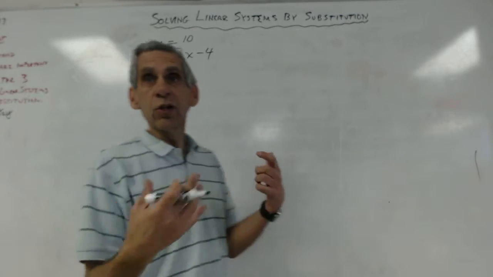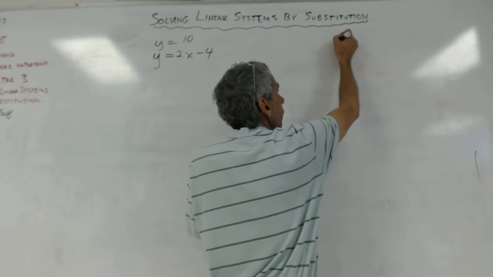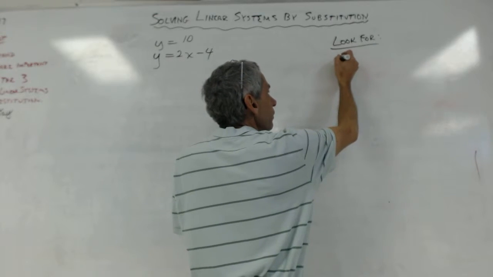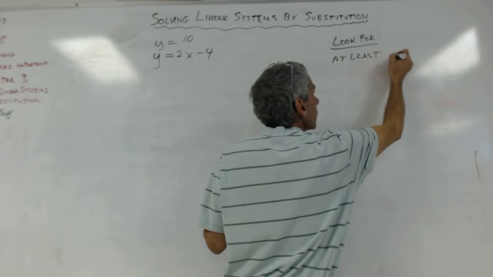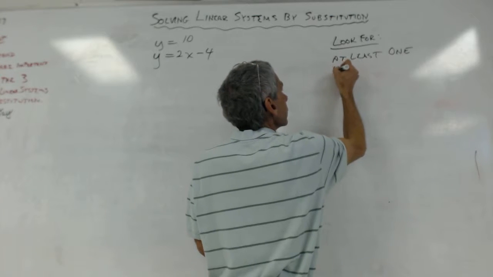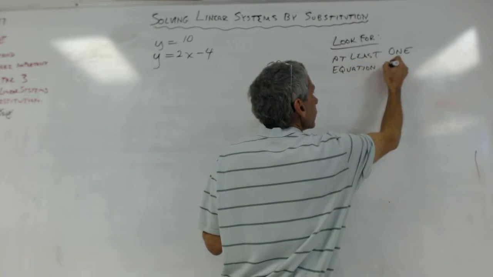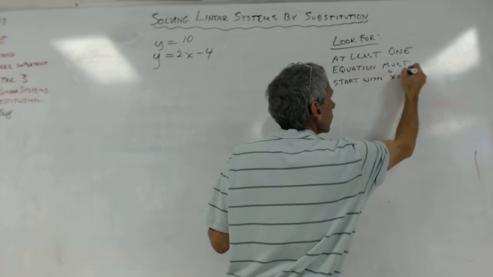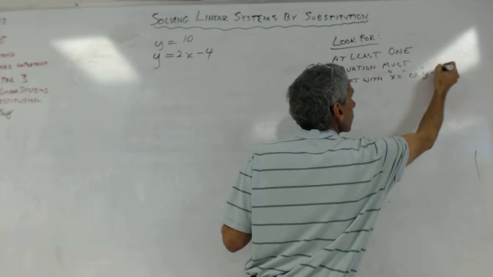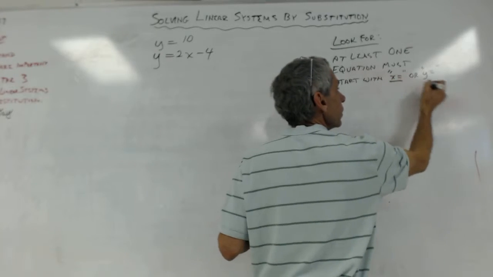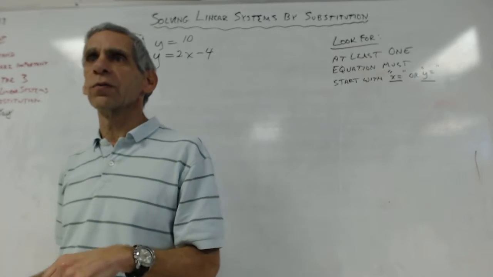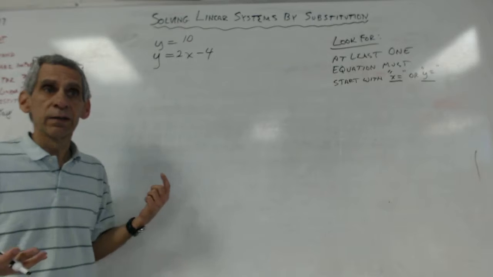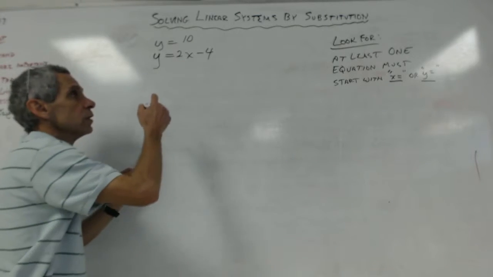So what I'm going to do is use substitution. With substitution, this is the first thing you look for: at least one of the equations must start with x equals or y equals. You can't have x plus 2y equals something. You've got to have x equals or y equals. Do I have that in one of these equations? I have it in both of them, right? So it doesn't matter. I could choose either one. So that's the first step.